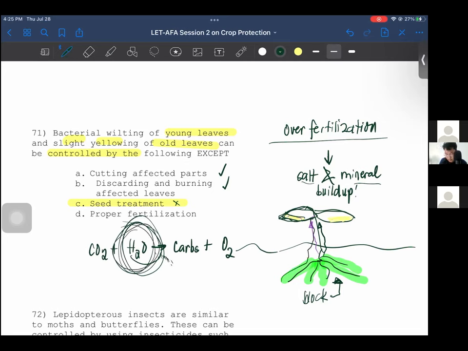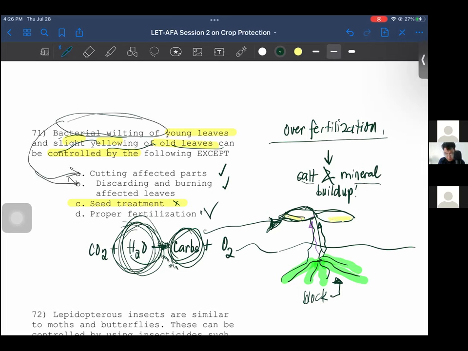This is responsible din sa pagpower ng food na magpapag-green sa halaman. So, kaya nagiging yellow. And eventually, they will dry and magiging brown. Tapos mamaya, mag-wilt na yung buong halaman. Ngayon yung karaniwang epekto ng over-fertilization. Thus, we need proper fertilization to prevent slight yellowing of old leaves. Bacterial wilting is caused naman nitong mga to. Ang pwedeng gawin dito is itong dalawa. Ayan. Okay.